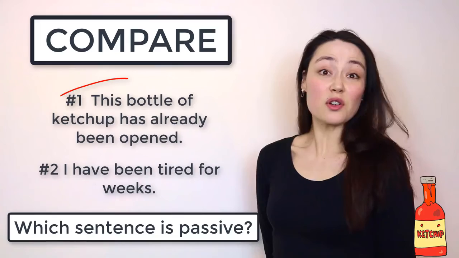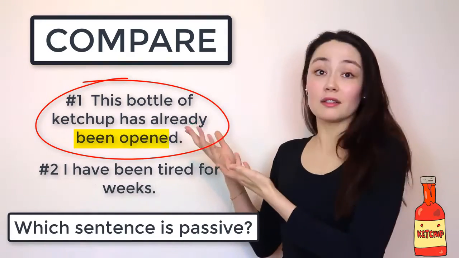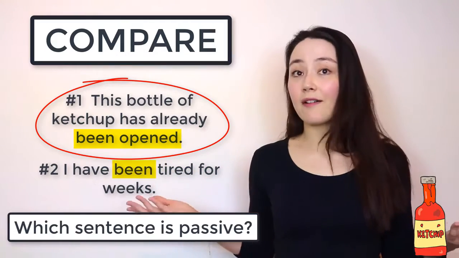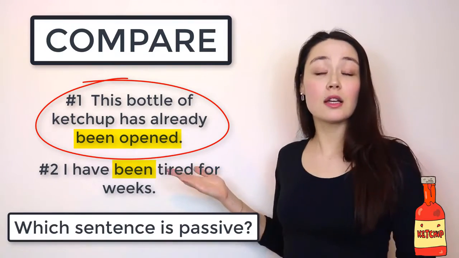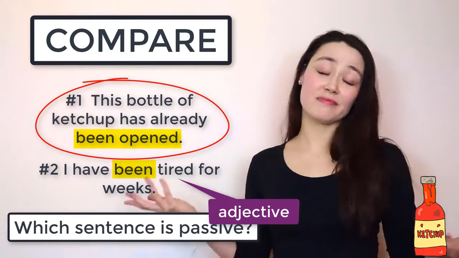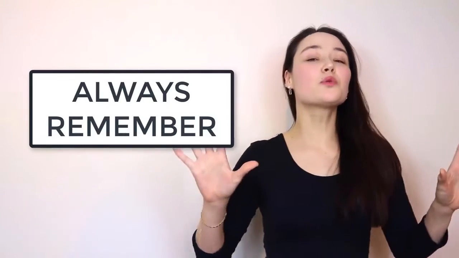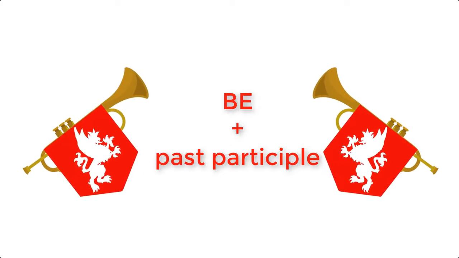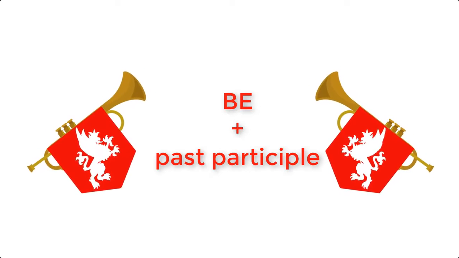Right. The first one. Why? Because I have the be and the past participle. In the second sentence, I have be, which is great, but I don't have a past participle. Tired is an adjective, so that sentence isn't a passive. So always remember the passive has be and past participle.